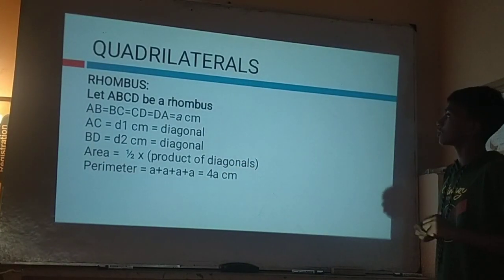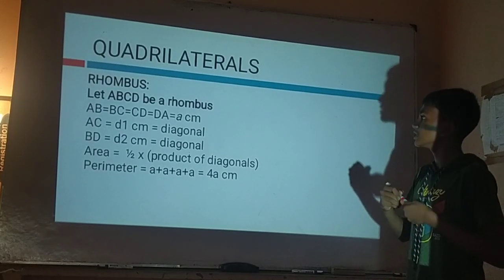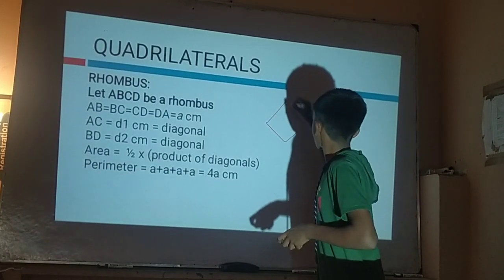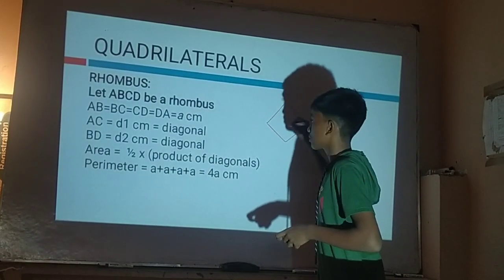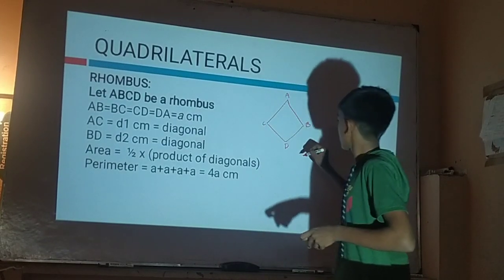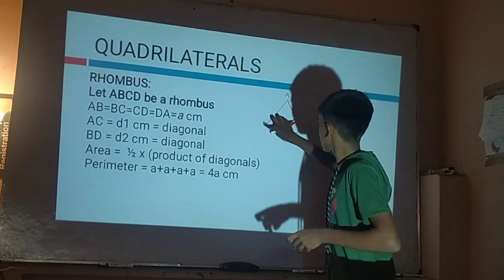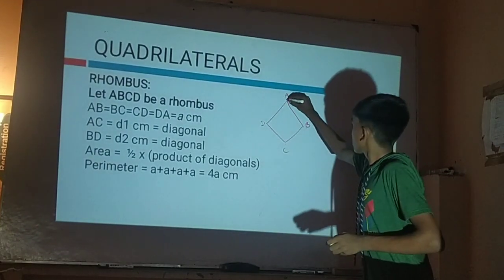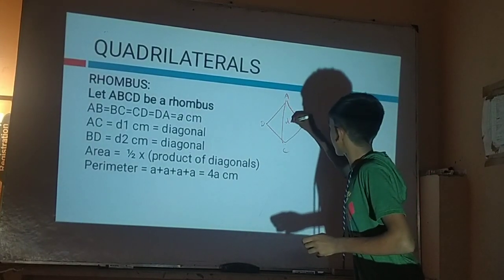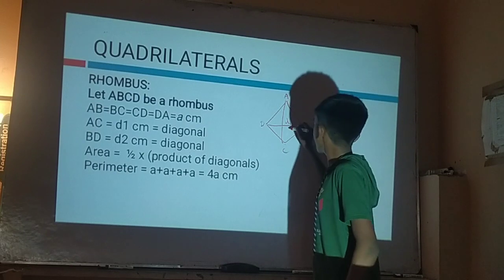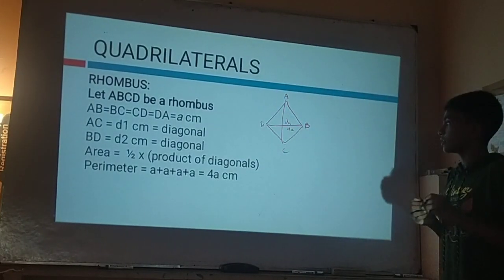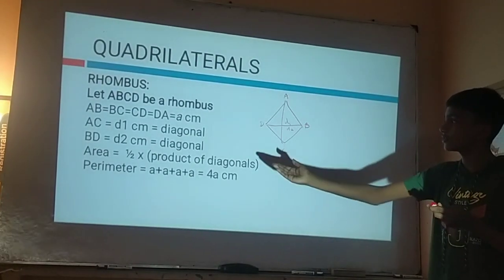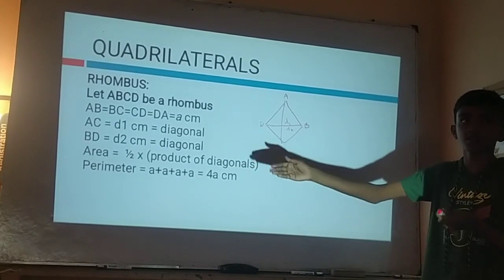Now let us talk about the rhombus. Let ABCD be a rhombus. Here AC is diagonal 1, and BD is diagonal 2, and the area is half into the product of the diagonals, and the perimeter is the same as the square. It is the sum of all sides.